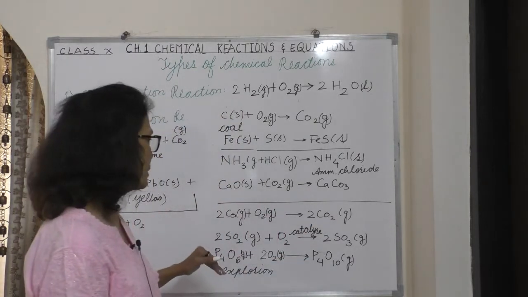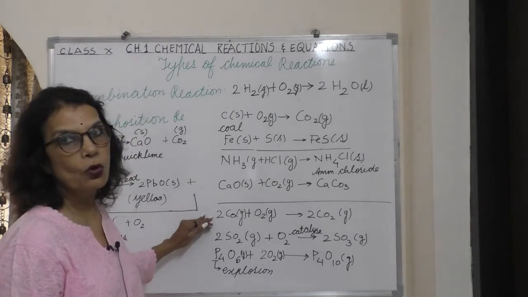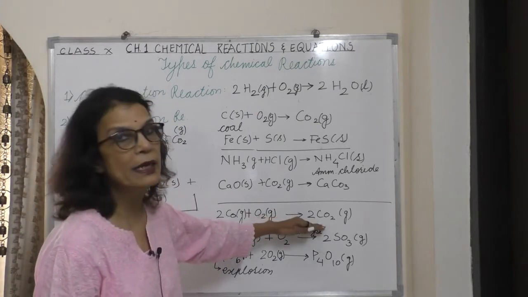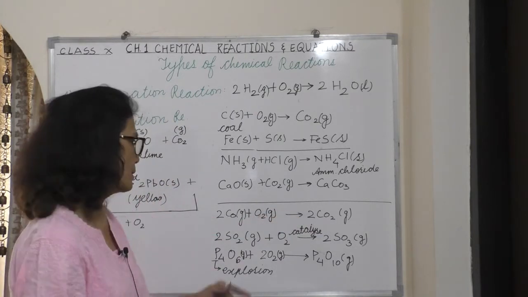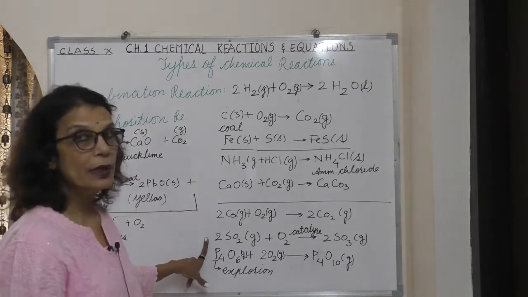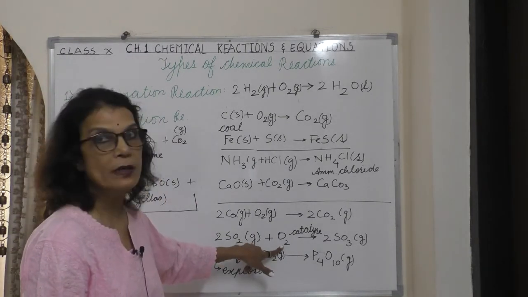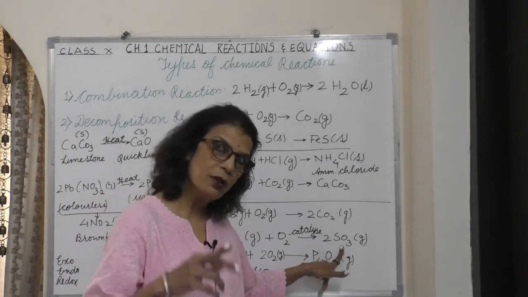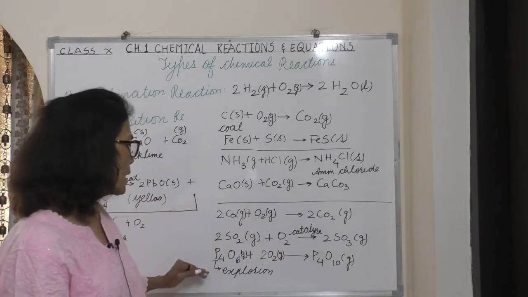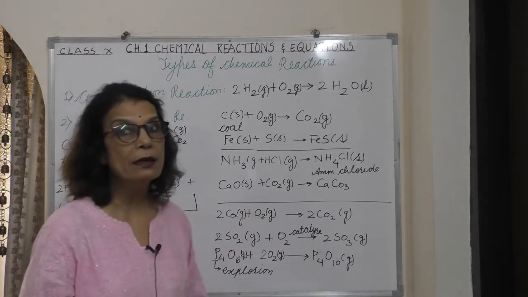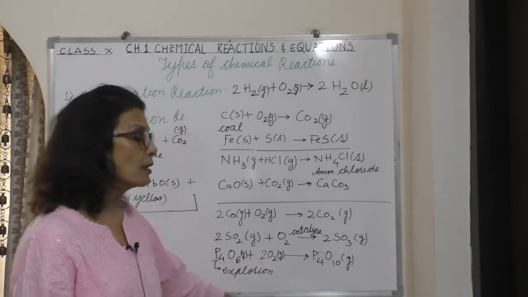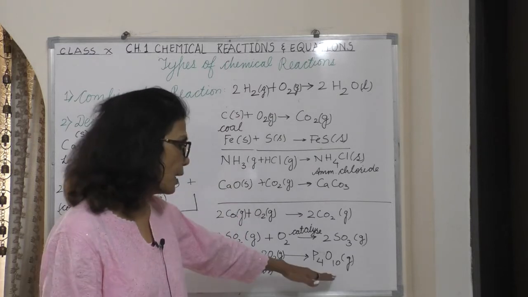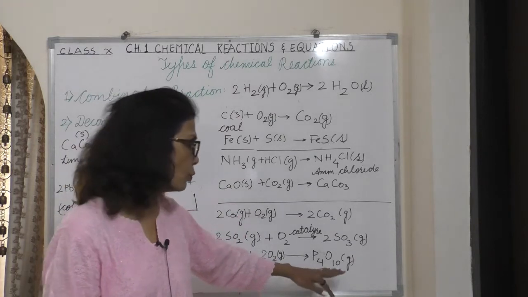Coming to the last examples, the first one is carbon monoxide, which is a gas. When it is reacting with oxygen gas, the product we will get is carbon dioxide, which is also gas. Next example, SO2 in gaseous form, when it is reacting with oxygen on catalyzing reaction, we will get SO3, which is also in gaseous form. Next one is P4O6, which is in gaseous form, and it is reacting with oxygen, also a gas, and the product we are getting is P4O10.